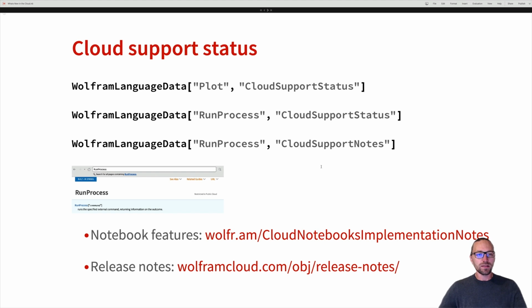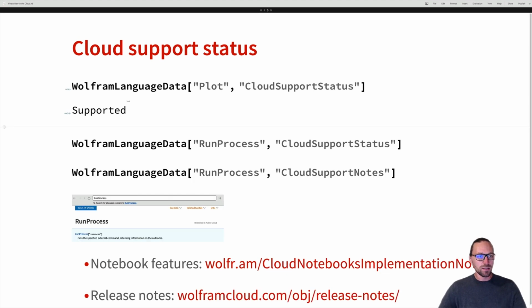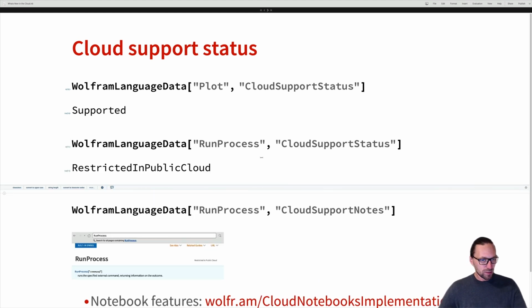And we're finally able to answer that question in a better way now, because what we did is we hooked this up in Wolfram Language data. So you can now ask Wolfram Language data for the cloud support status of a given symbol. So for instance, for Plot, it will say that it's supported. But then for other functions such as RunProcess, it might say that it's restricted in public cloud because you can't actually run arbitrary processes in the public Wolfram Cloud.